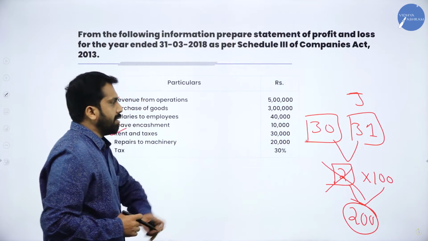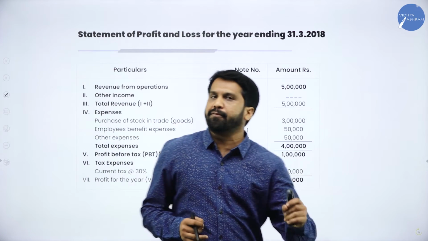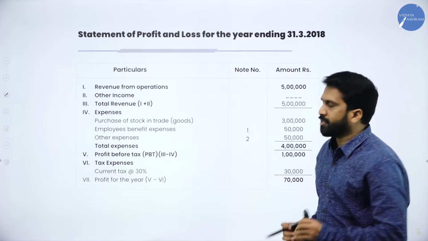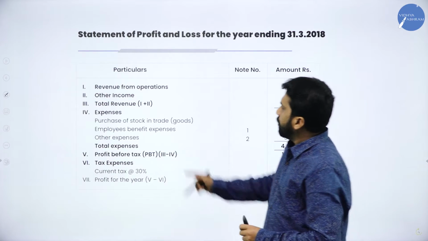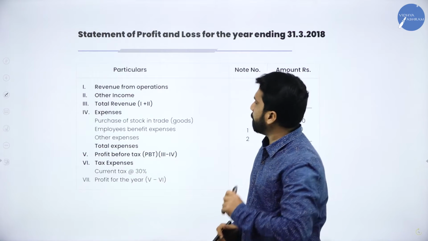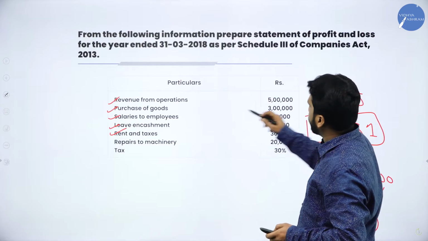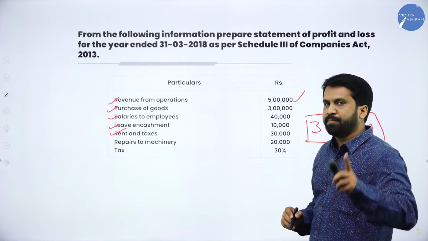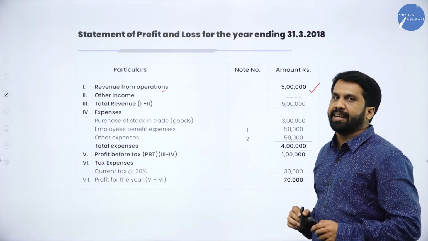So we'll go to your answer. So this is your format. I already explained what your format is. In that format, we are just filling in the amounts. I'll go one by one. Now, you know the format. There are no changes in the format. Revenue from operation. I'll go back to your question. What is your revenue from operation? It is 5 lakh. So we have taken 5 lakh.